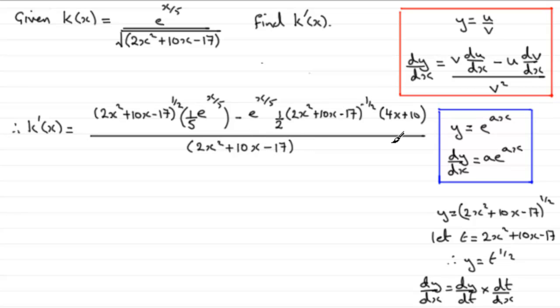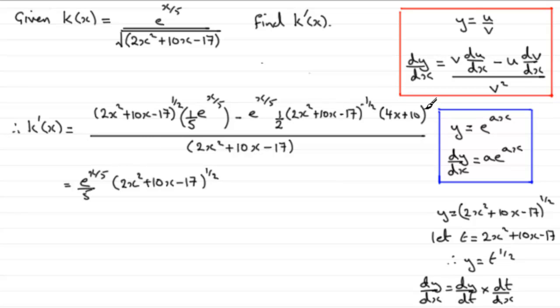Okay, so that's it essentially done, differentiated, but it doesn't look very tidy. So when we have things like this, we need to tidy it up. If we look at the first term, let's tidy this up as 1/5 e to the power x over 5, or e to the power x over 5 over 5. That would look a lot better there. Multiplied by 2x squared plus 10x minus 17 to the power half. So that's the first term tidied up.